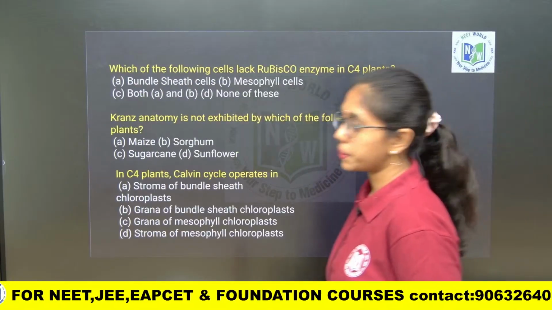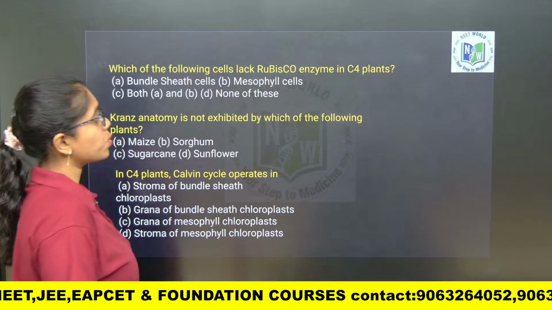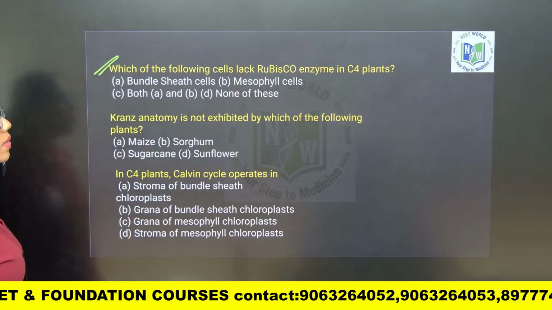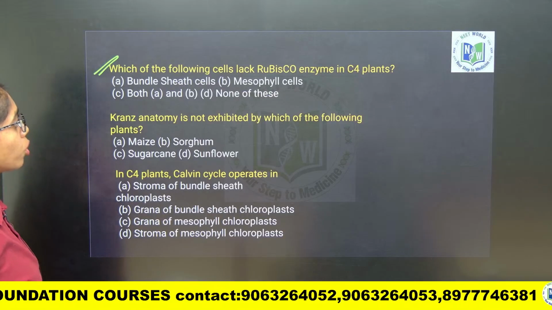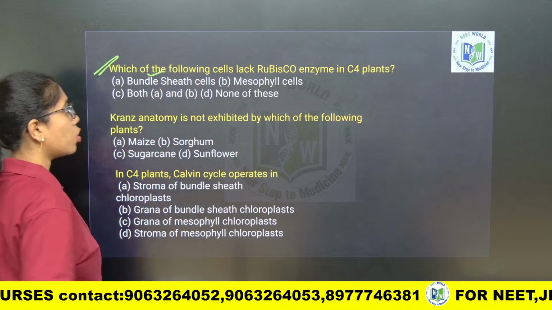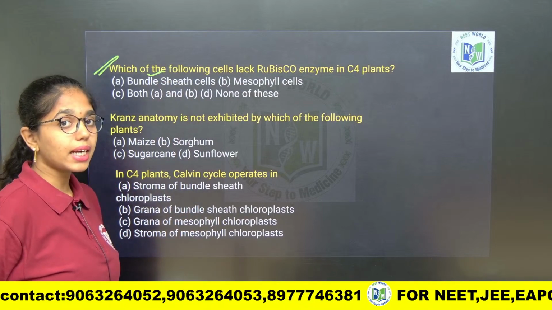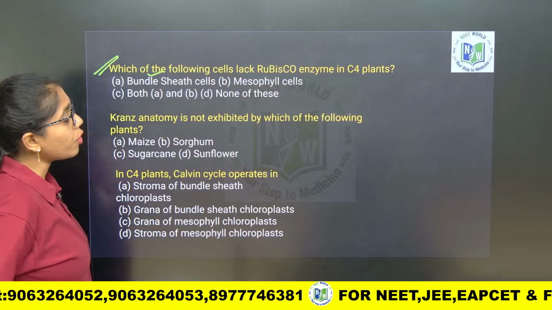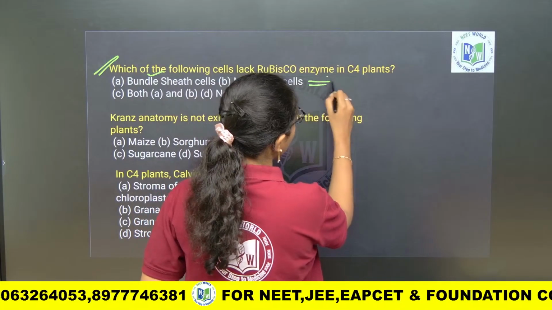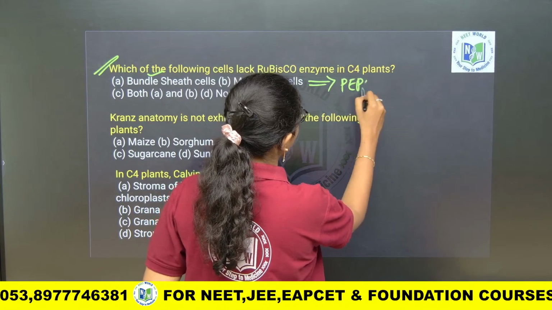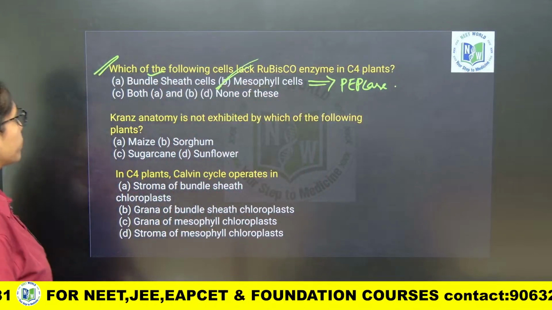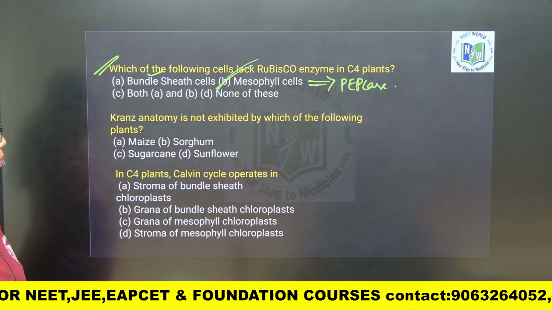Next, this you see. Which of the following cells will lack Rubisco enzyme in C4 plants? Bundle sheath cells will be having Rubisco, because of which it is conducting the C3 cycle. Mesophyll cells will lack Rubisco, but they have what? PEPcase in C4 plants. So the right option will be B. These are simple questions only.